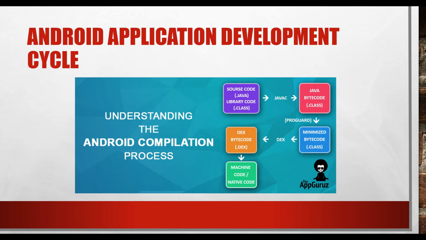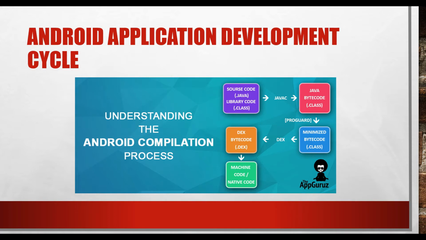Next, Android application development cycle. At first, the application is written in Java source code, which may be Java or Kotlin, whatever is preferred by the developer. Then the Java is converted into Java bytecode using Android Studio or any other software. After the application is converted into bytecode, class code, there is ProGuard. ProGuard is used if you want to do code obfuscation, remove unwanted code, or minimize the application size. ProGuard plays a major role in minimizing the code.